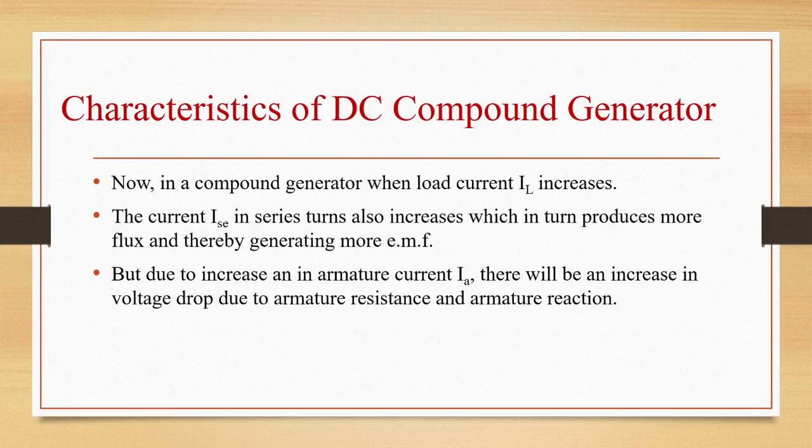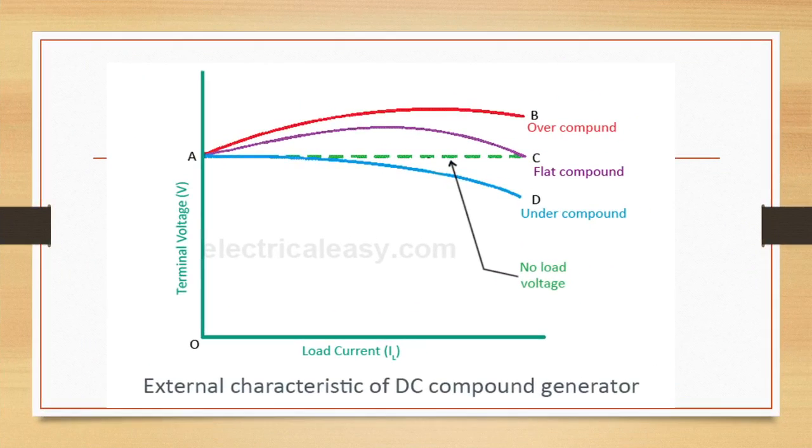In a compound generator, whenever the load IL increases, the current in the series winding also increases, which in turn will produce more flux and hence more EMF will be generated. So as load current increases, series current also increases, and the EMF generated will be more. But due to the increase in armature current IA, there will be an increase in voltage drop due to armature resistance and armature reaction.